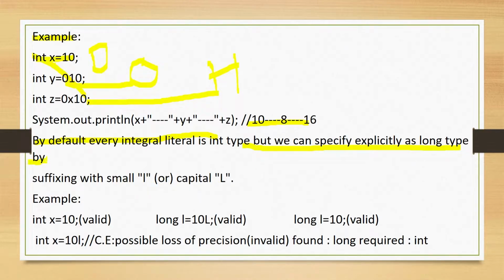So let's see another case now. Every integral literal is of type int. Suppose I give the number 112, then it would be considered of type int. Now if we want it to be considered as type long, we would have to append the suffix l, lowercase or uppercase L, to make it a long value. So here 112L would indicate that this is a long, and without this it would be an integer.